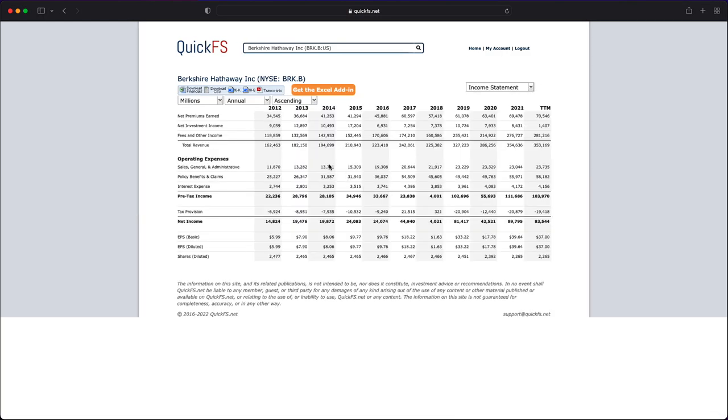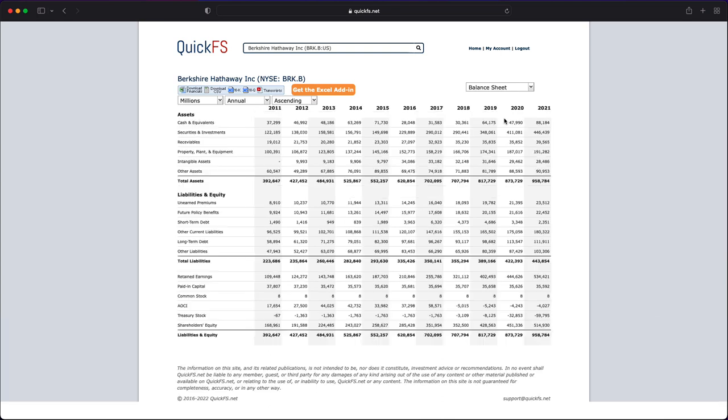So, income statement. You can see, you know, they have net premiums earned. This is a big insurance operation, but they also have that net investment income. And that investment income, of course, is what's driving those other pieces.